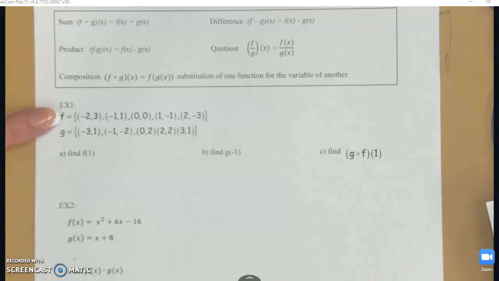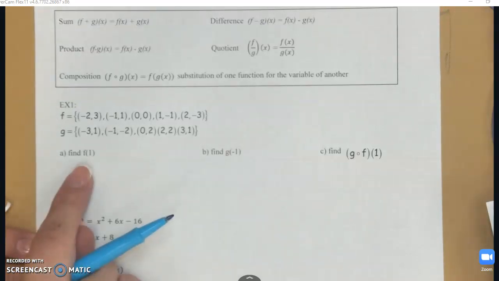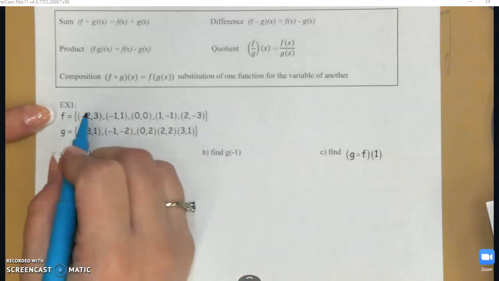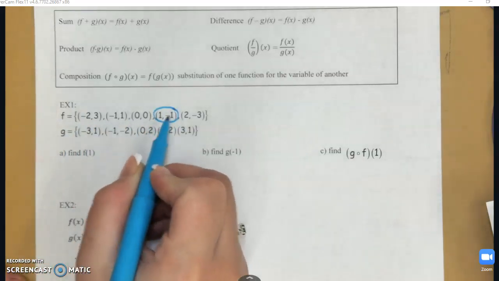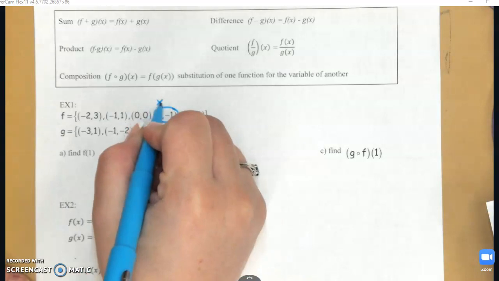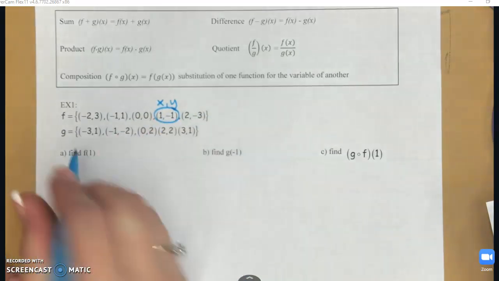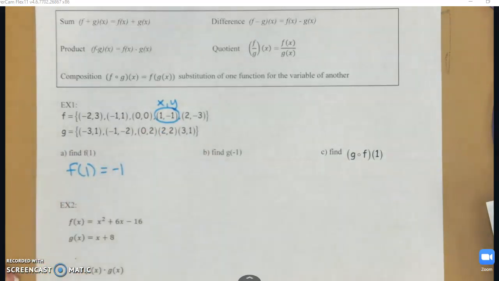On example 1, I've got a set of values for my two functions f and g. So the first part A wants me to find f of 1. So this is saying for my f function, when x is 1, what is y? So I'm going to go to the ordered pair. Remember, it's x comma y. So when x is 1, y is negative 1, which means f of 1 is negative 1.